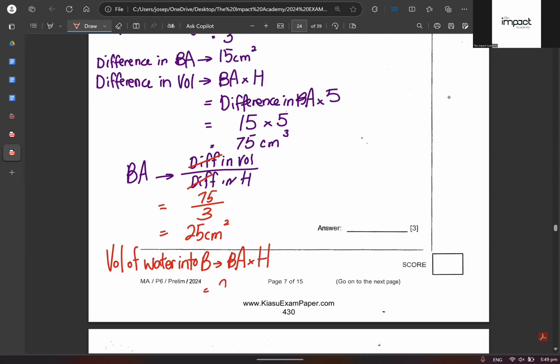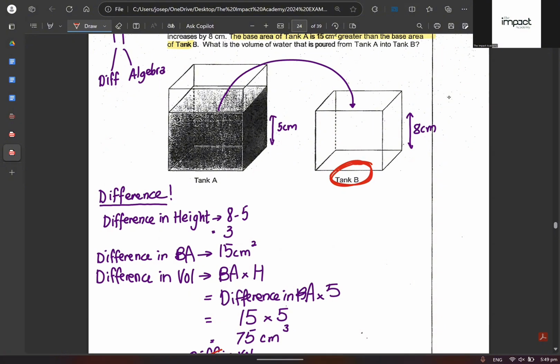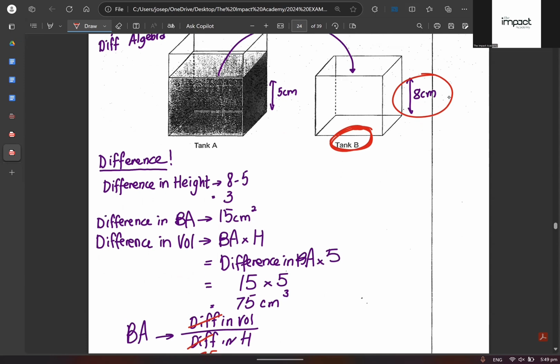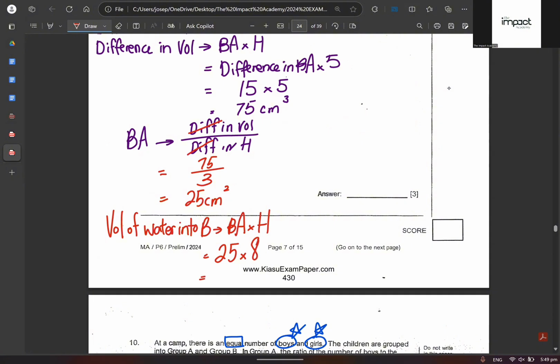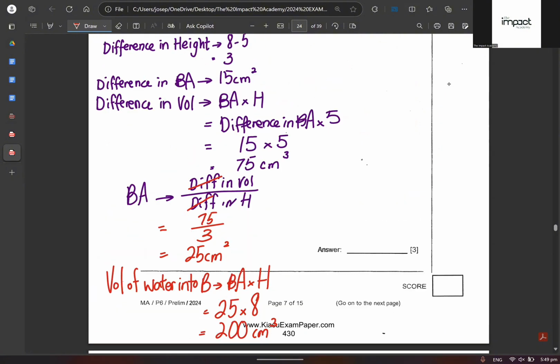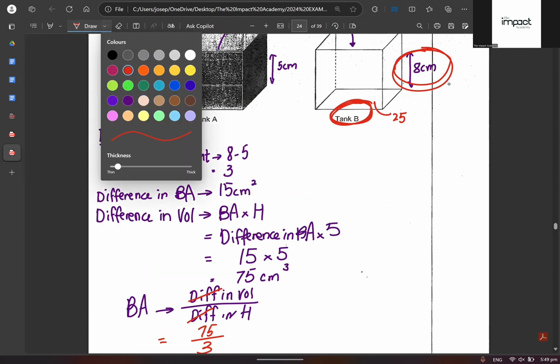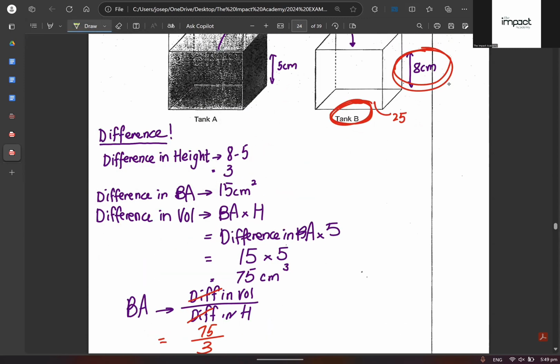Am I making sense? Which is 25 times, a lot of you don't know whether it's 5 or 8, right? But the amount of water that is poured into B means 8. Why 8? Because B has nothing. So you just have to times the 8 and then you get to the total volume, an answer of 200 centimeter cube. Make sense?